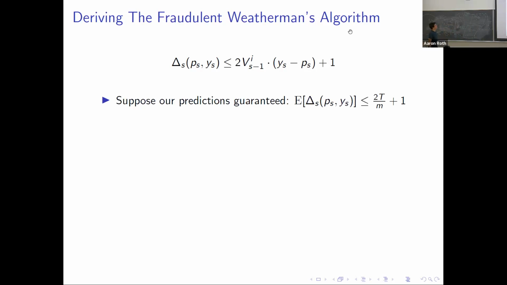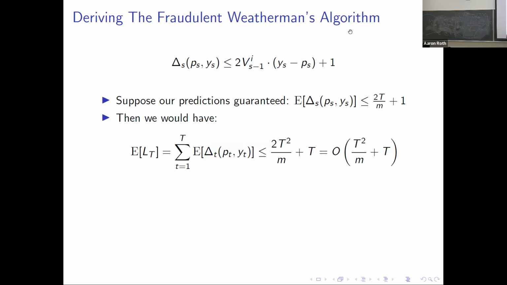And if we can promise that every day the expected one-round increase in our calibration loss is small, then our calibration loss can never get very big, because our overall calibration loss is at most the sum over all of the days of our one-round increase in the calibration loss. So suppose, for example, we could promise that the increase in our calibration loss was at most 2t over m plus 1, just to pick a number out of thin air. M, remember, is the number of predictions we make.